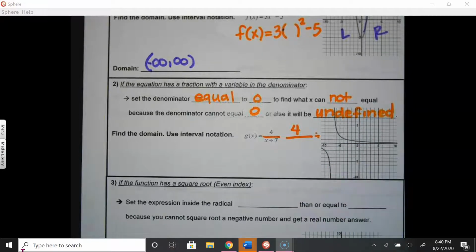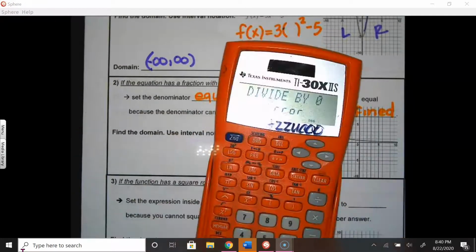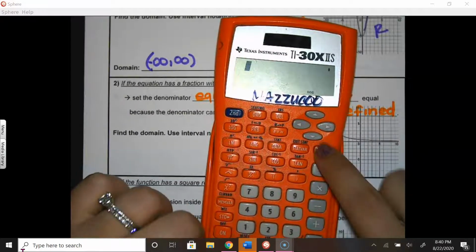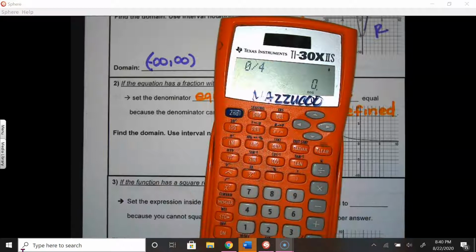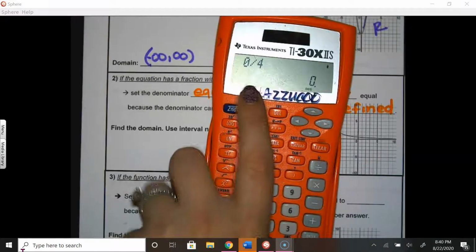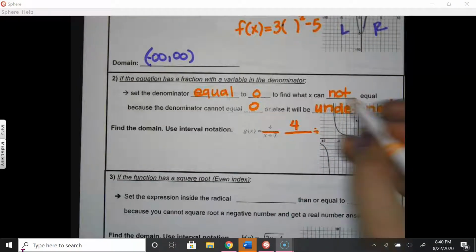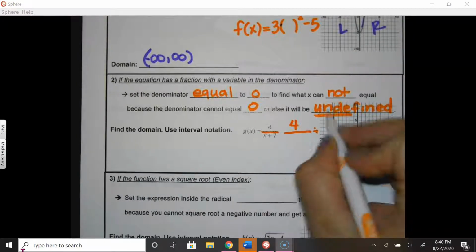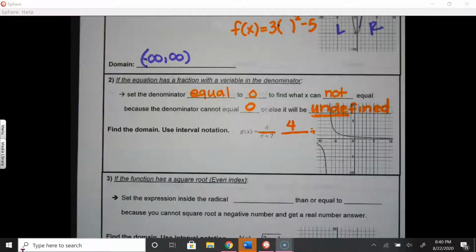So we can't have this. Can't divide by 0. It's okay if 0's first. If 0's on the top, it's okay, but not in the denominator. I remember it like this: this looks like the word "under" almost. So 0 can't be under, because then it's called undefined.